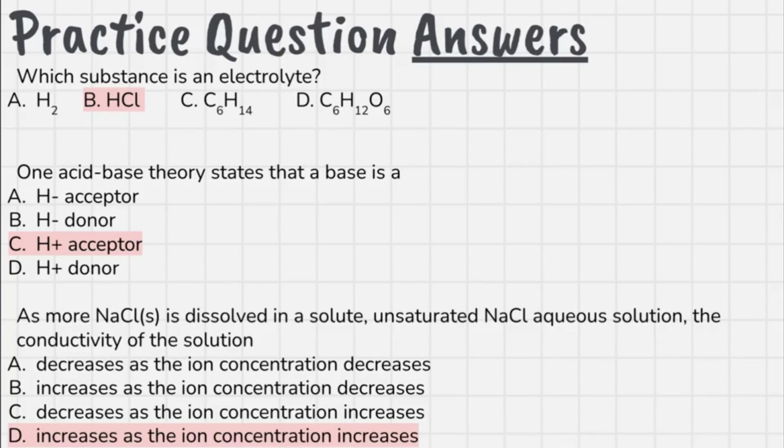One acid-base theory states that a base is an H+ acceptor. This is according to the definition of the Bronsted-Lowry theory, which states that an acid is an H+ donor and a base is an H+ acceptor.